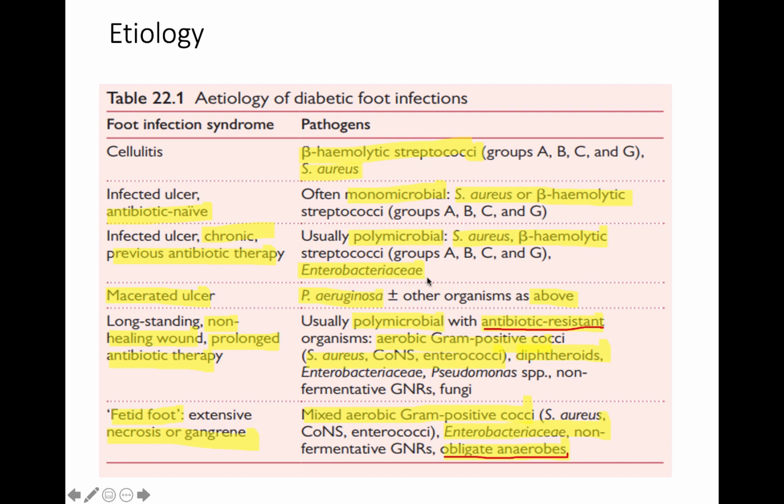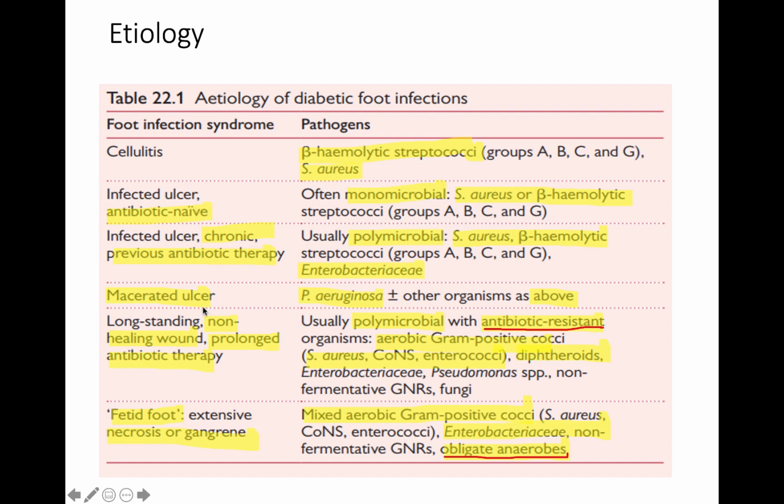شو هم اكثر شيء بنخاف منهم؟ Enterobacteriaceae. So اللي هم enteric bacteria, E. coli, Klebsiella, whatever that you might find. And this ulcer will be usually polymicrobial. شو يعني؟ مش بس هاي or high, all of them together at the same time. So this one, obviously an infected ulcer, which is chronic with previous antibiotic therapy, would definitely be more difficult to manage than a naive ulcer.